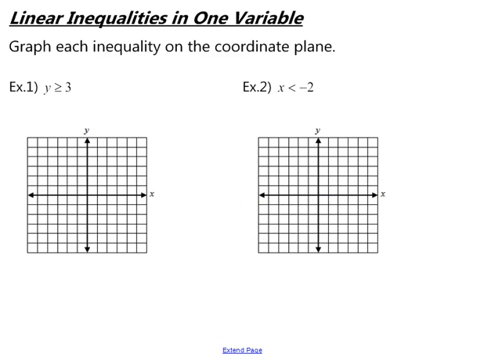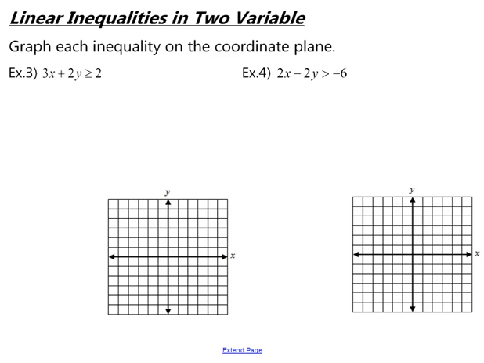Let's go ahead and look at some inequalities on the coordinate plane with one variable. When you see y is greater than or equal to 3, remember when you only see the y and you don't have an x, that means we're going to have a horizontal line. So you find positive 3 on the y-axis, and then from here.